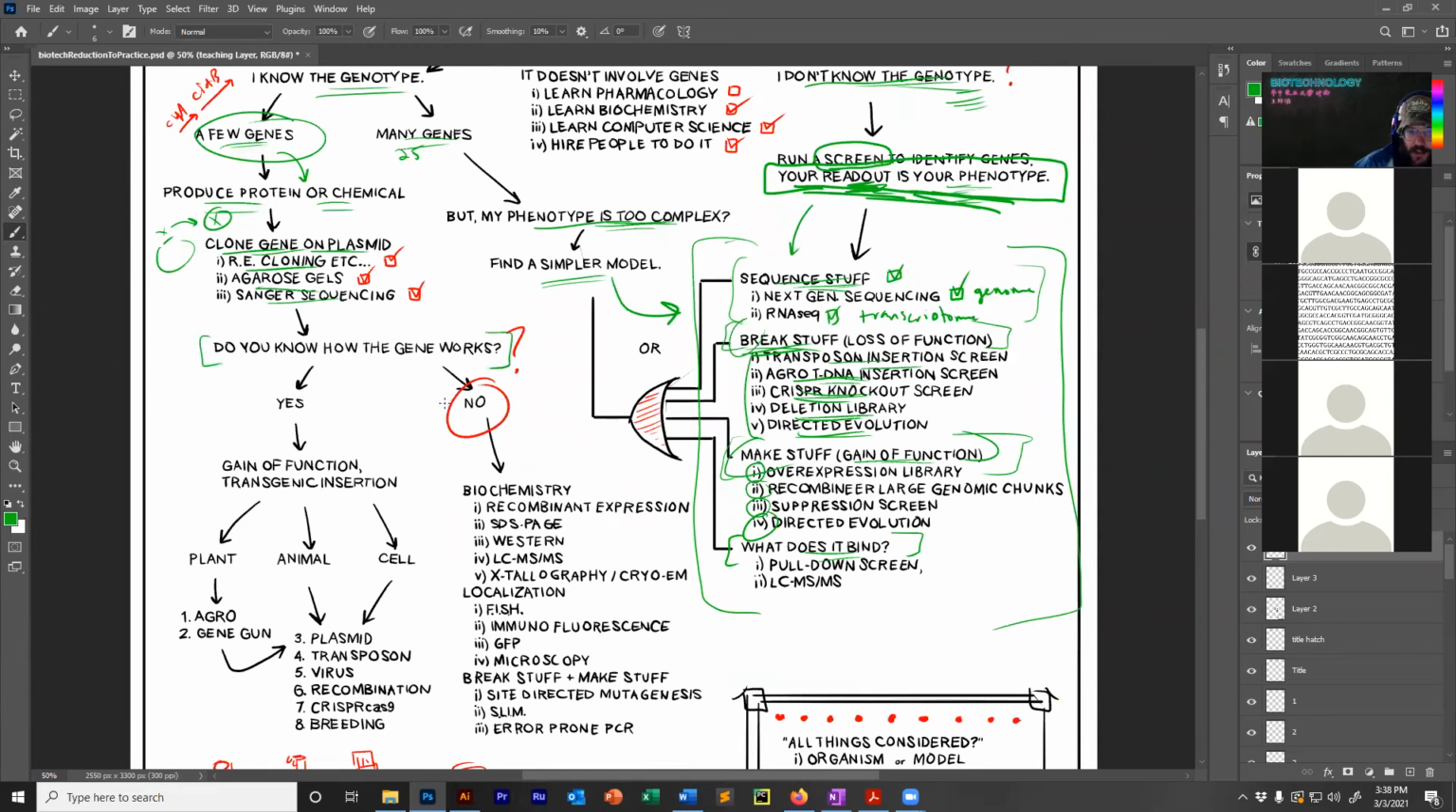there's now a question. Do you know how the gene works? So if you're working with insulin, people already know what insulin does. They already know its functions. Spider silk, we kind of know what its function is. We kind of know what it does. If you're cloning a gene for the purpose of figuring out what it does, then the answer would be no.